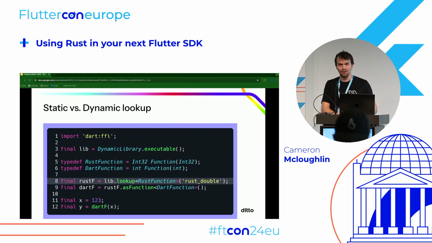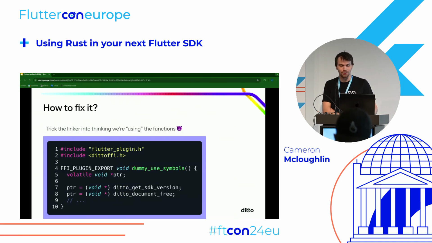So the fix is quite simple. We just trick the linker into thinking that we're using it. So we have this function that just gets every ditto FFI function that we ever use and assigns it to this pointer. And because the pointer's marked volatile, the compiler's not free to eliminate those assigns. And for all it knows, they're very important. So it keeps them, and this works for now until the linker gets smarter, I guess.